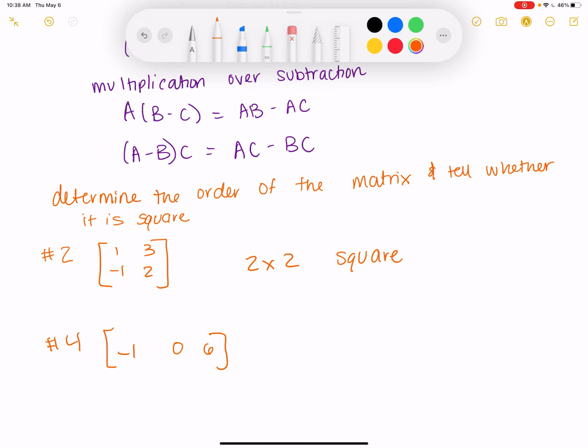So the next one is a rectangle. It's either a 1 by 3 or a 3 by 1. It's a 1 by 3. Okay, so remember, rows go across, columns stand up tall. So the answer is no, not square. Ta-da, all done.